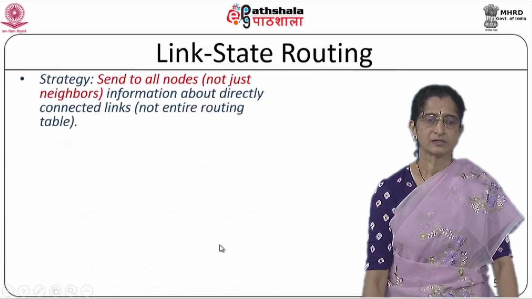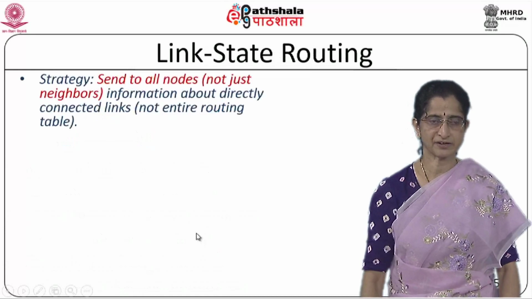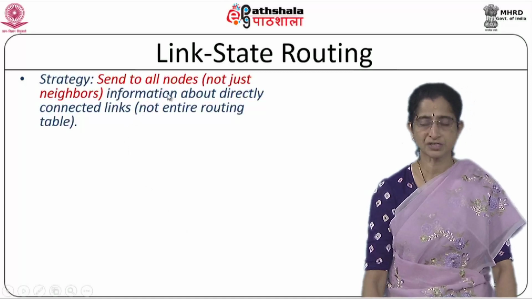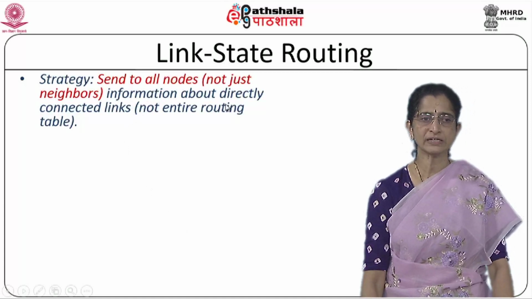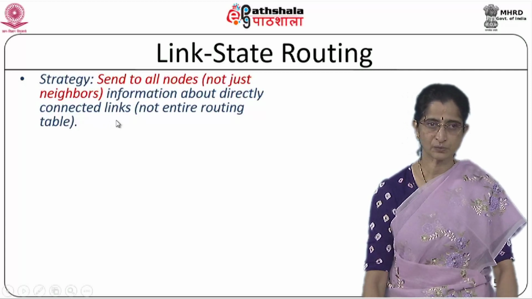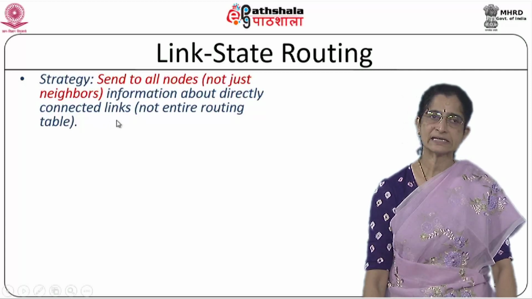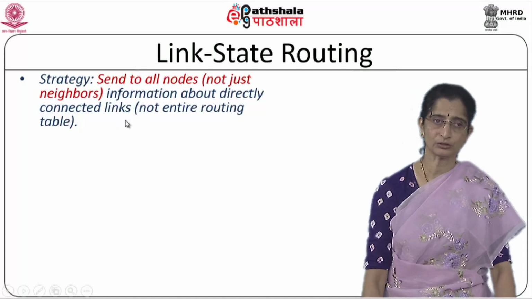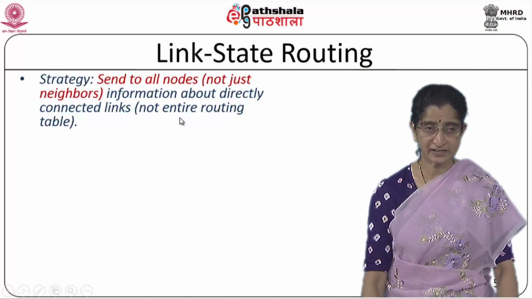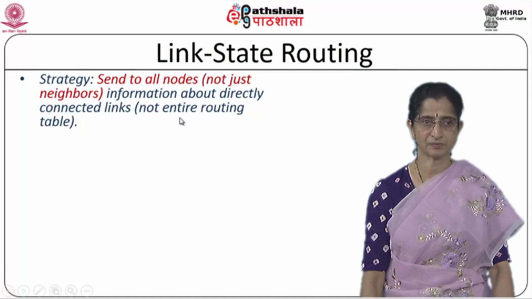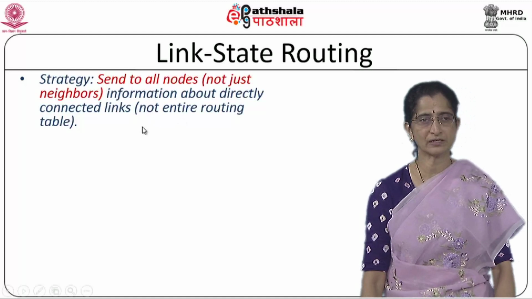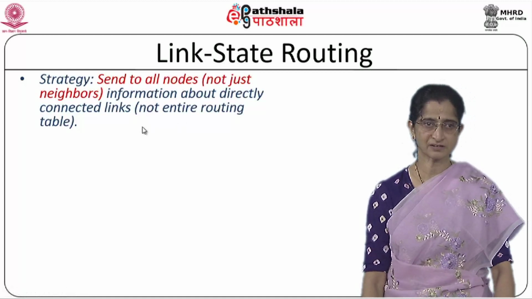The strategy that is used in link state routing is that you have to send to all nodes, not just the neighbors, information about the directly connected links. That is, every node finds out which links it is directly connected to and sends that information to all the nodes, not just to its neighbors. And it does not send its entire routing table, it only sends this information about its directly connected links. These are the two key points to note as far as link state routing is concerned.